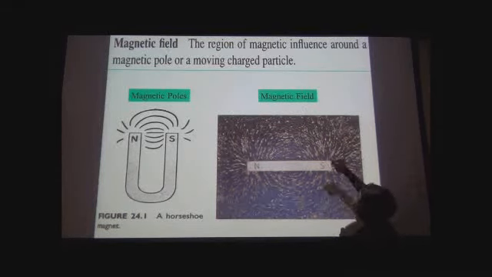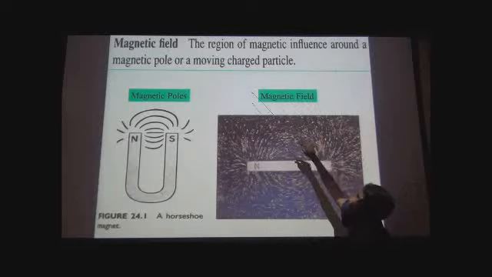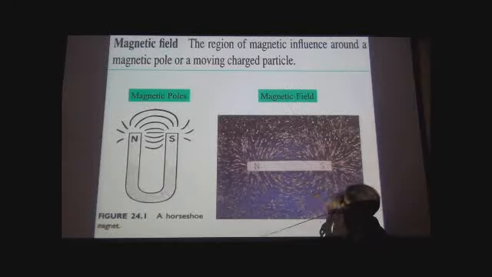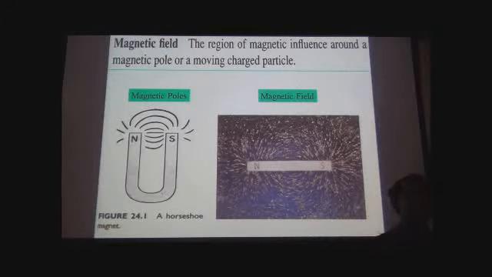The magnetic field is the region of magnetic influence around a magnetic pole or a moving charged particle. All magnetism is created by moving charge. That is our current understanding. If you ever come across a situation where a magnetic field is created by something that's not a moving charge, you'll probably get a Nobel Prize, right? So you can see that I've already given you 3 Nobel Prize assignments in the course of this one lecture, right?